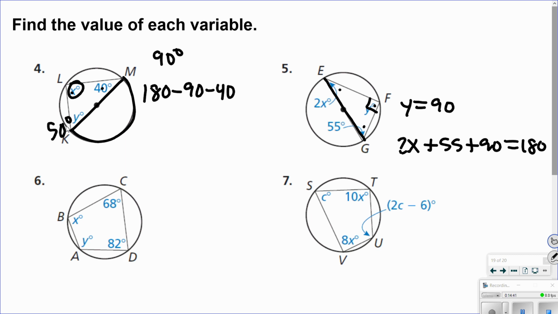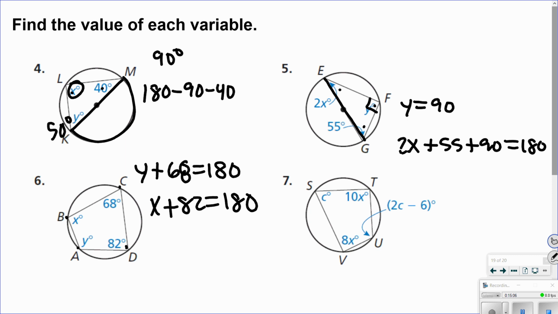Come down here to number 6. This is an inscribed quadrilateral. Each vertex is on the circle. That means the opposite angles have to be supplementary. So y plus 68 has to equal 180, so you'd subtract the 68 over and get your answer. Same thing here. The x and the 82 are opposite angles, so x plus 82 has to equal 180. You subtract 82 over and have your answer.